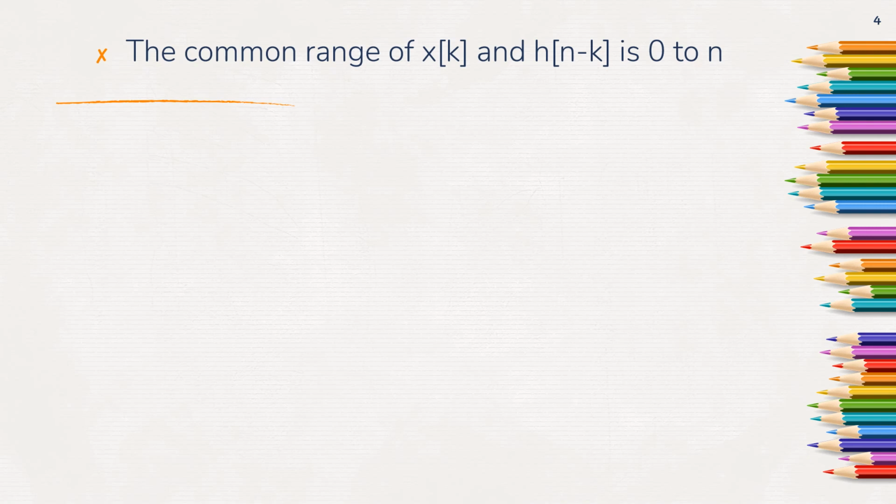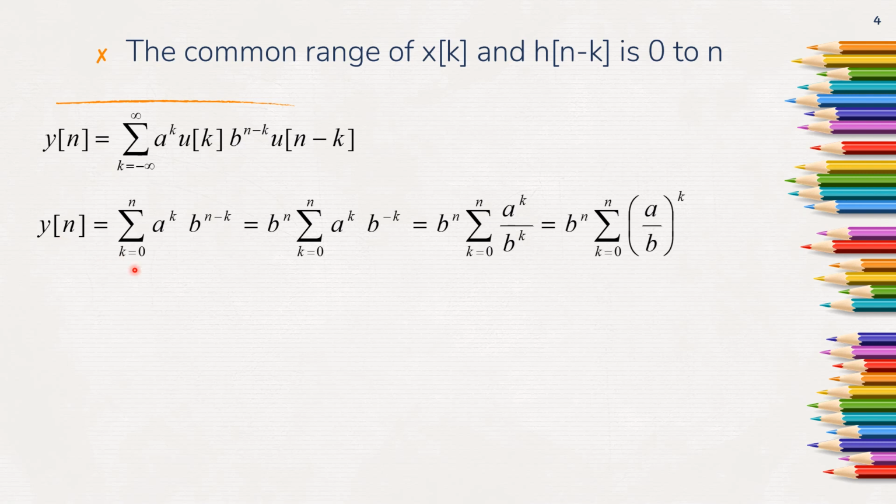See here, that is what is shown here. So what will happen to your formula? y of n is equal to summation k is equal to 0 to n, a of k into b of n minus k. u of k is 1 and u of n minus k is also 1. So a power k into b power n minus k.